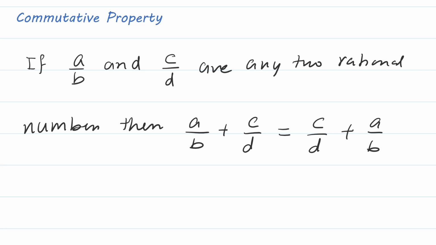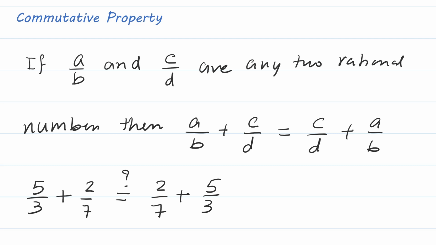Now we'll verify this property. Consider two rational numbers 5 by 3 and 2 by 7. We will verify this property: 5 by 3 plus 2 by 7 must be same as 2 by 7 plus 5 by 3. Verification.